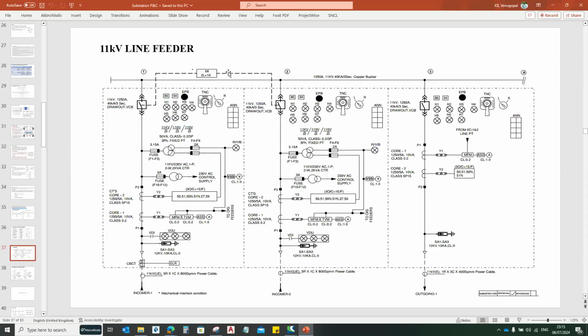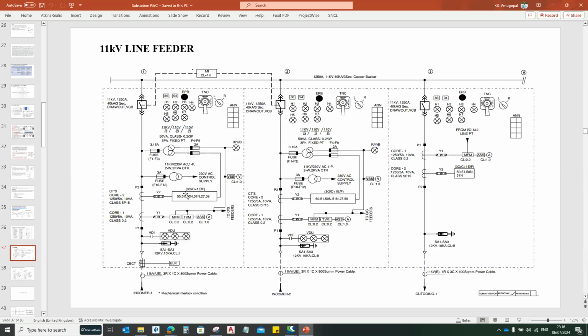All the CTs, VTs, as well as circuit breakers will be enclosed in the switchgear cubicle, and a control chamber will be provided on top of the switchgear cubicle. All the CT connections and VT connections will be taken to your relay, and whenever a fault happens, that relay will operate and give a trip command to the circuit breaker.